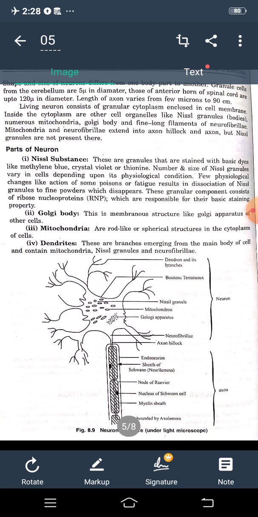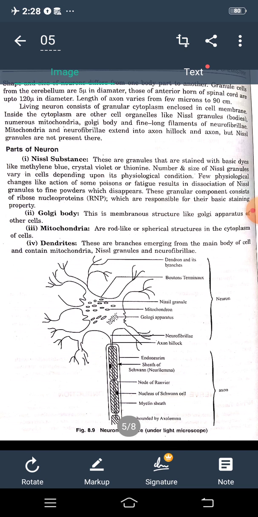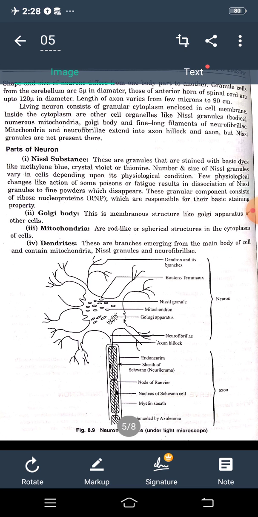Then the Golgi body, a membranous structure like the Golgi apparatus in other cells. Mitochondria are rod-like or spherical structures in the cytoplasm of the cell. Then dendrites, which are branches emerging from the main body of the cell and contain mitochondria. The cell body, granules and neurofibrils are as shown in the figure.